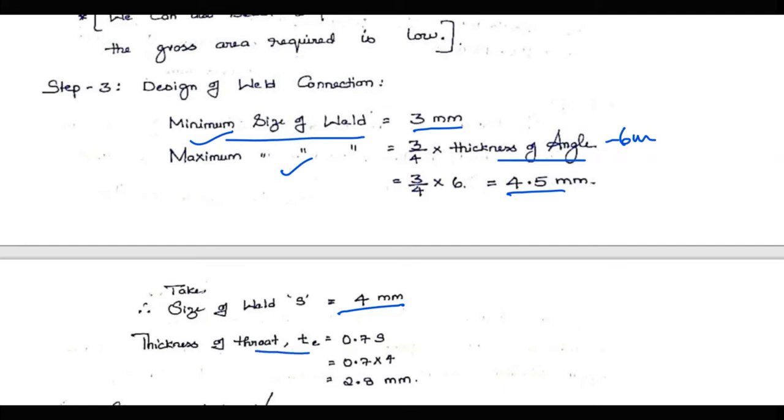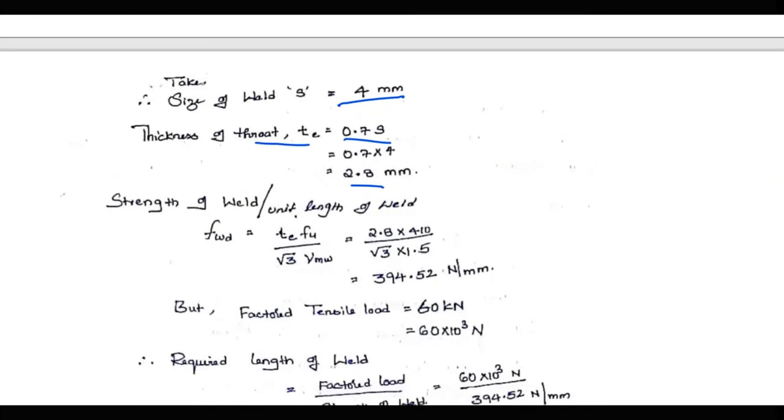And throat thickness is 0.7 times S, which gives you 2.8 mm. And strength of the weld per unit length of weld is given as this. We have dealt with all these expressions in our unit 1. f_u by root 3 gamma_mw, which on calculation will give you 394.52 Newton per mm. This is the strength of the weld per unit length.